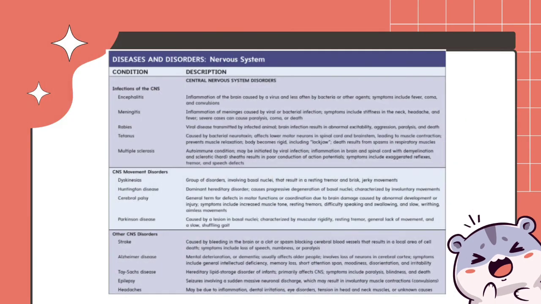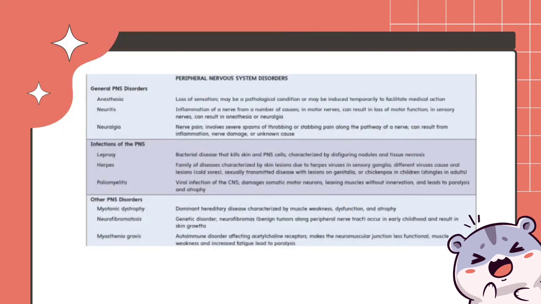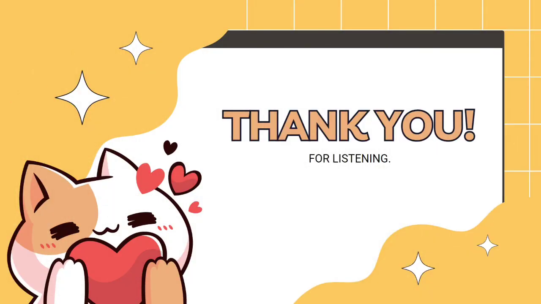Here you can see a table of the list of diseases and disorders in the nervous system. It appears that continued mental activity can decrease the loss of mental skills with aging. And that's the end of my discussion about the nervous system.